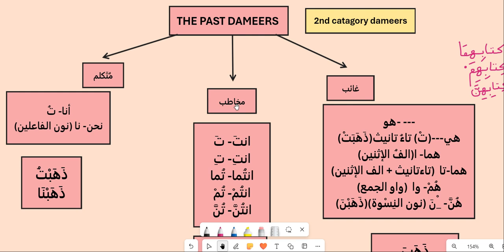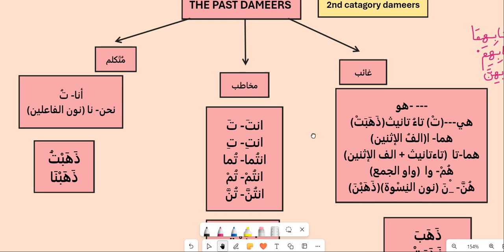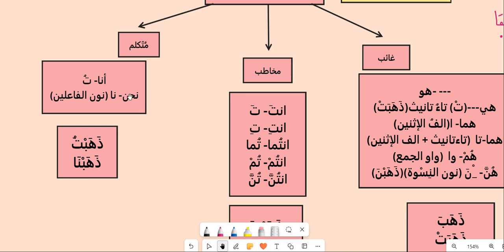Now these are the damirs that only and only attach with the verbs. These type of damirs cannot attach with nouns. They cannot attach with the particles. They only and only attach with the verbs. So there are three: mutakallim, mukhatib and ghaib, just like before. Now let's see what kind of damirs are there in mutakallim. For ana, we have two. And for nahnu, we have noon al-fa'ilin. I have given the name.